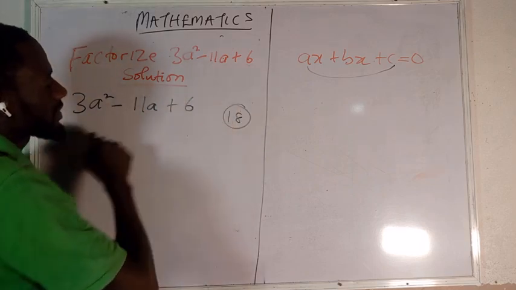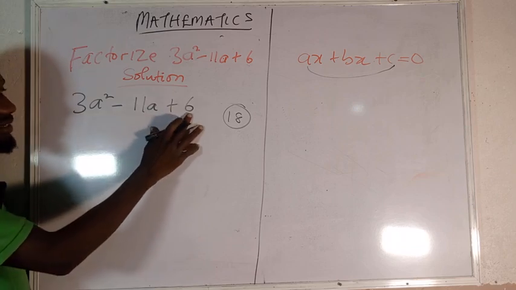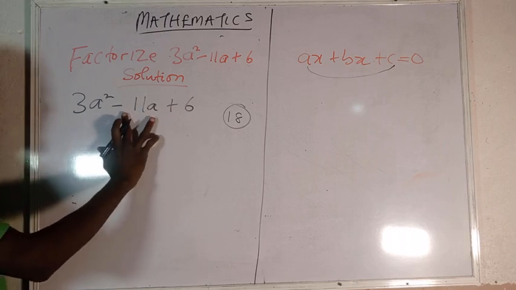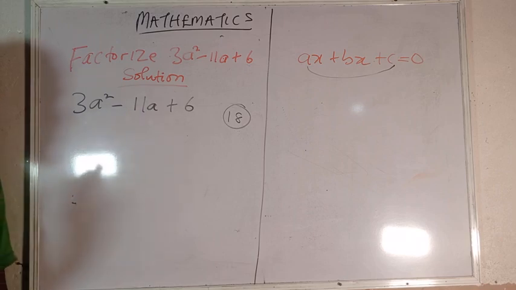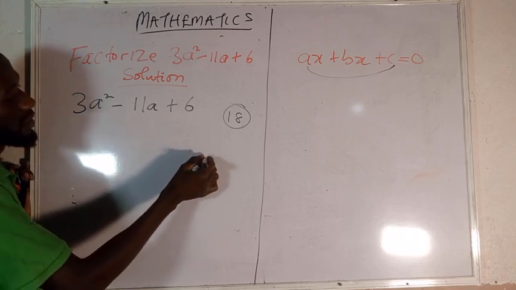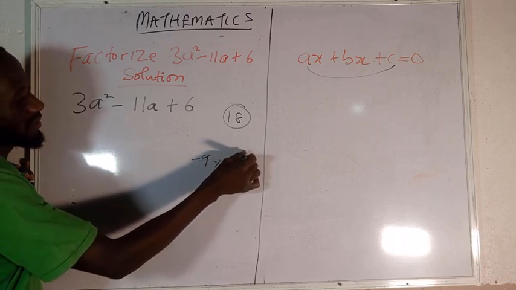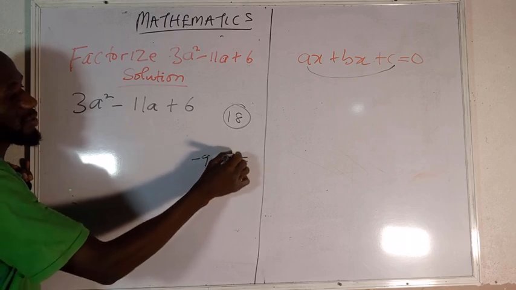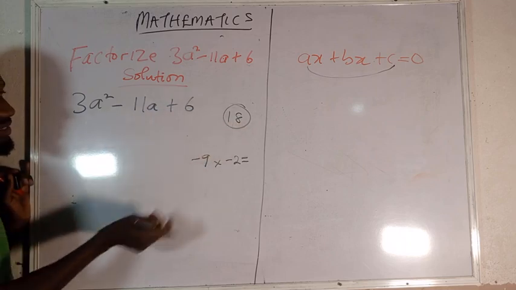This 18 you can keep aside for now. Then, in mind, we need two numbers that if you multiply, you get 18, and if you add, you get minus 11. Without wasting much of our time, the numbers will be minus 9 and minus 2. Minus 9 times minus 2 is 18, which is equivalent to 3 times 6, which is 18.